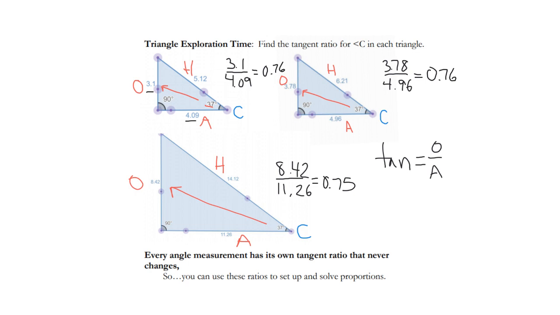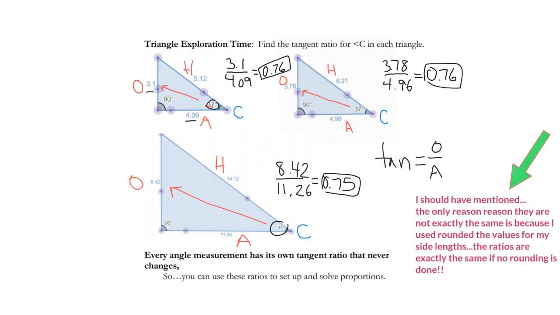But I wanted to show you that this turns out to be, as you can see, the same or approximately the same value every time we do opposite over adjacent, as long as that angle was the same measure for each triangle. That is how tangent helps us. That's how trig ratios help us, because we know there's always a consistent ratio between 2 sides. So every angle measurement has its own tangent ratio that never changes, so you can use these ratios to set up and solve proportions.